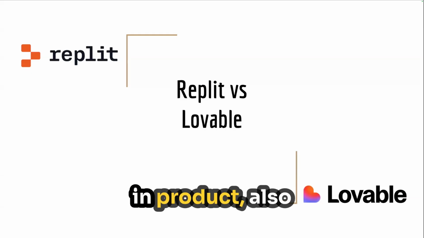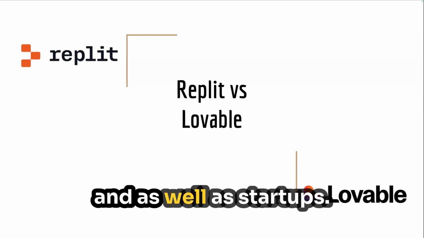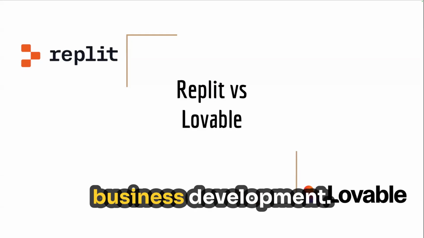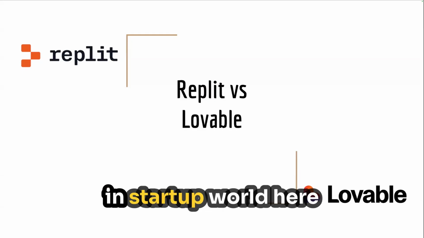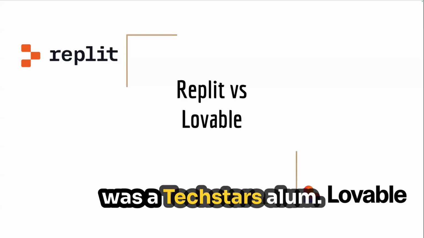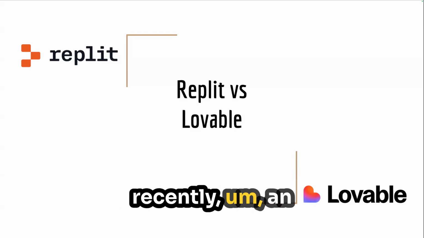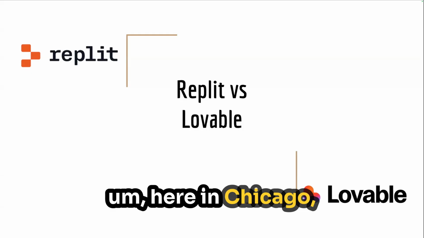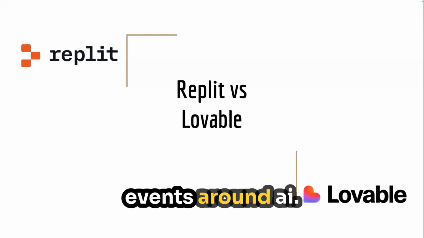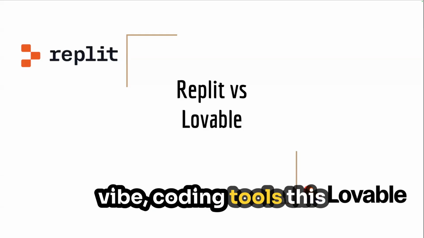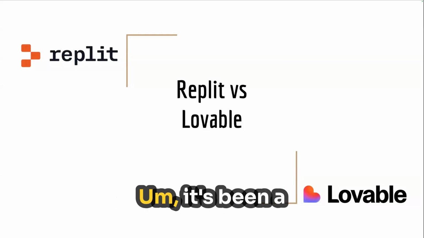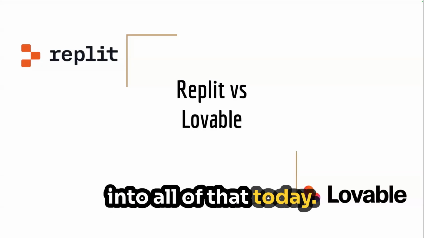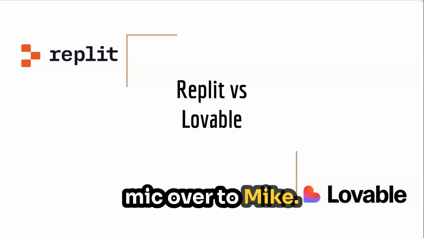I have a background in product, also human-centered design, as well as startups. I worked at IDEO, which was a design firm, for about 5 years, doing business development. I've also done work in the startup world here in Chicago and was a Techstars alum. And then most recently, adjunct professor at Dominican University. And I partner with 1871 here in Chicago, which is a big innovation hub, to help them produce events around AI. I've been building with vibe coding tools this whole year. It's been a journey and has been fascinating, and I'm looking forward to jumping into all of that today. So I'll pass the mic over to Mike.